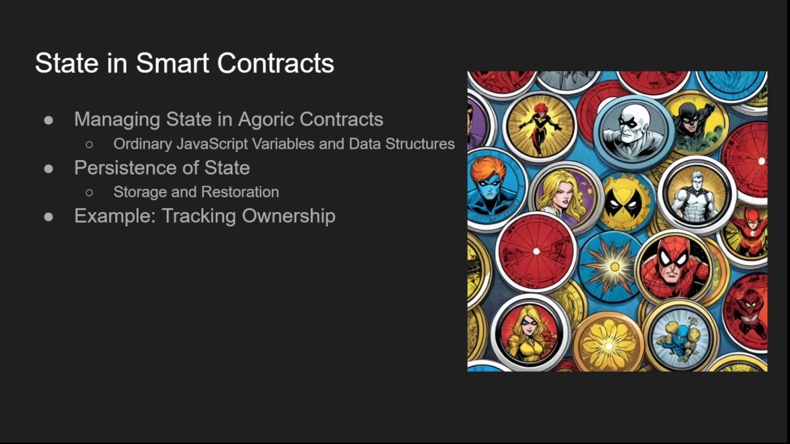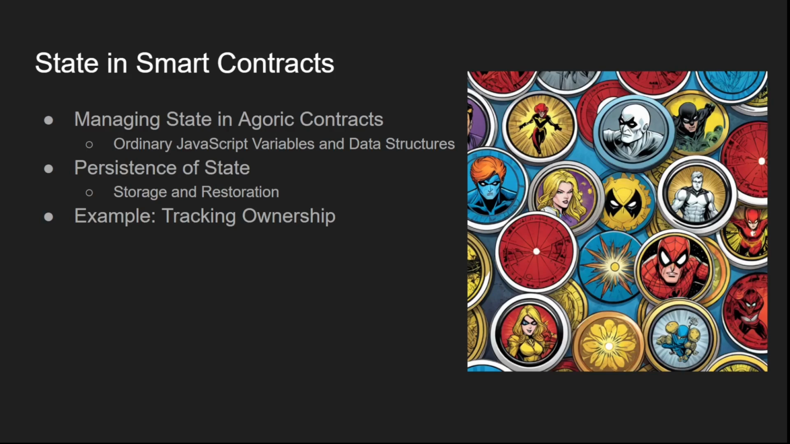Here's how it works in practice. When the contract is first deployed, its initial state is set using ordinary JavaScript variables. As users then interact with our contract, these variables are updated to reflect the current state. Agoric automatically handles the storage and restoration of the contract state, so you don't need to worry about manually saving and retrieving data.